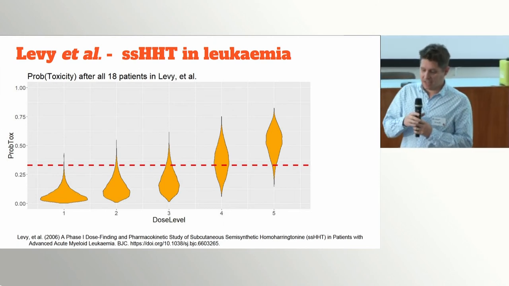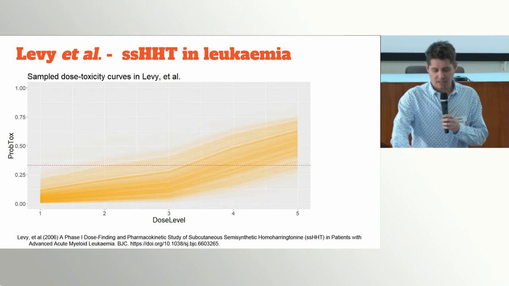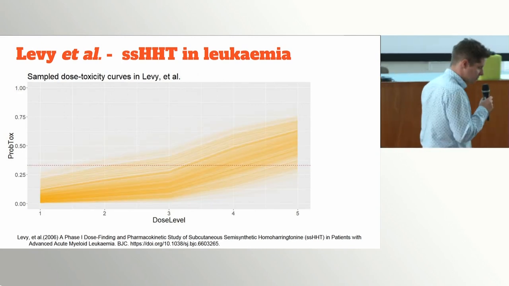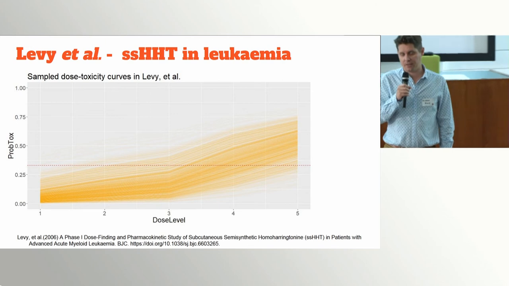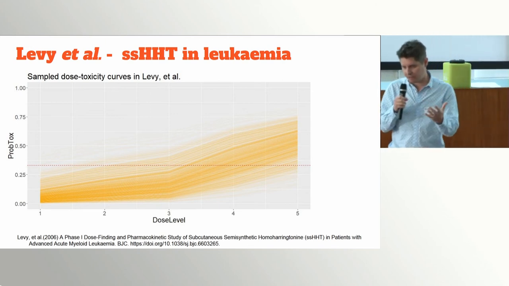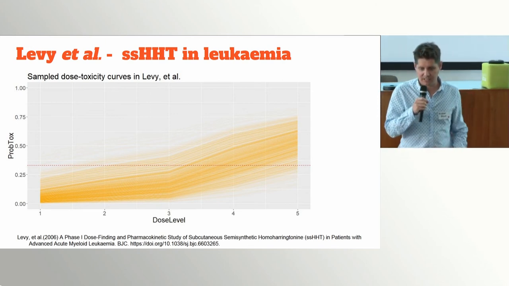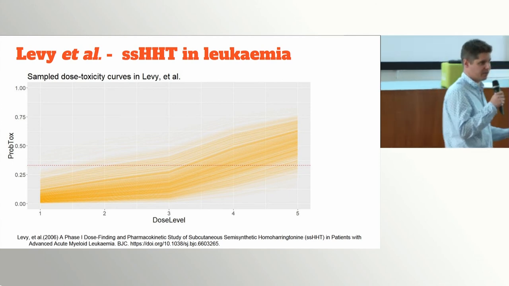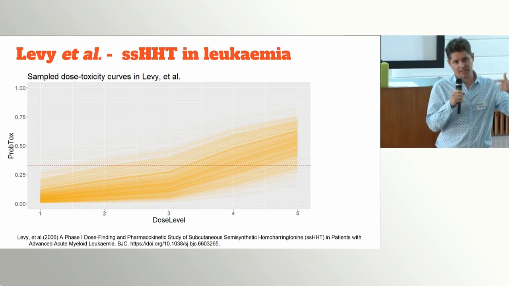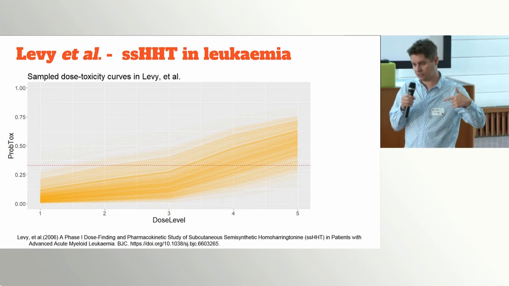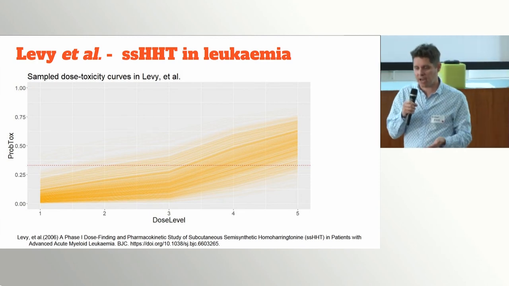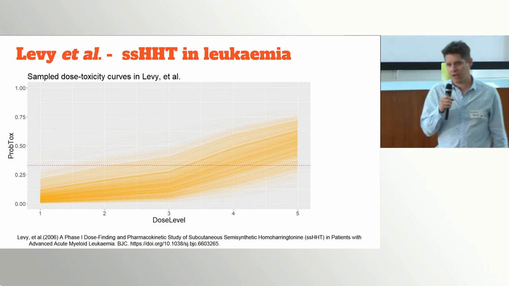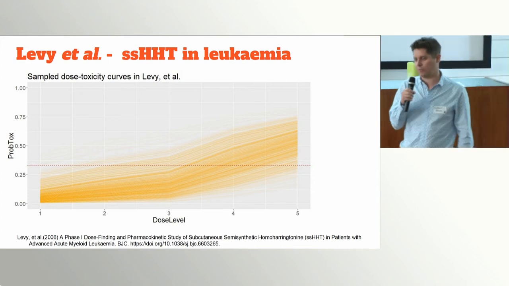But of course, well, not of course at all. So here's the same data plotted in a different way. The benefit of sampling this model in Stan is that I get all those posterior samples for my parameters. Now I can take each one of those parameter values and calculate the implied dose toxicity curve. And I can do that for all of the values, and I can overplot them like this.